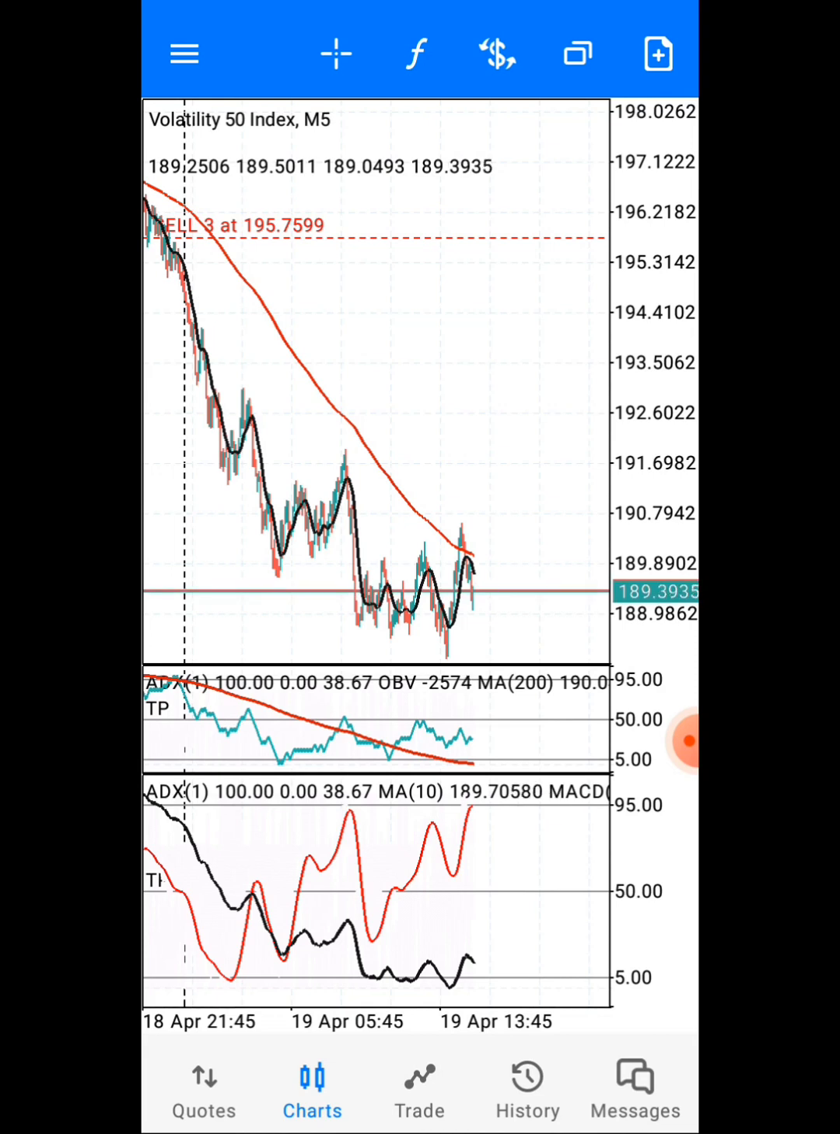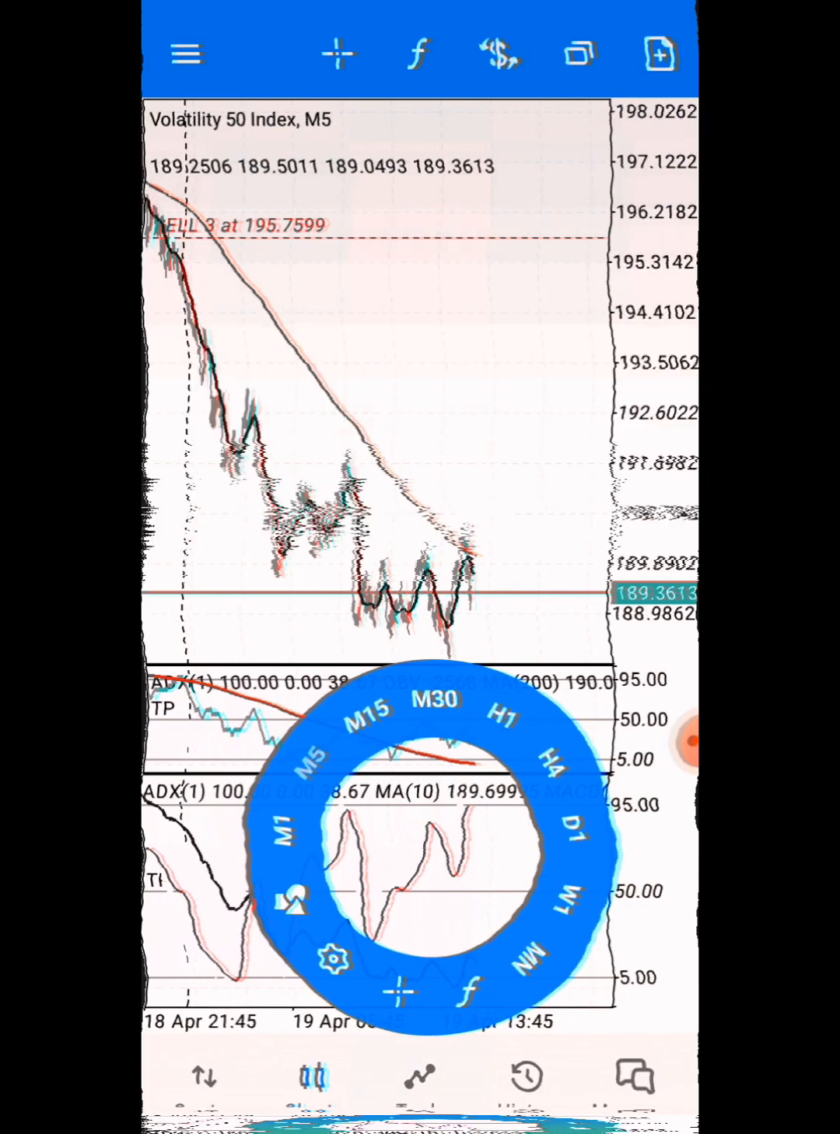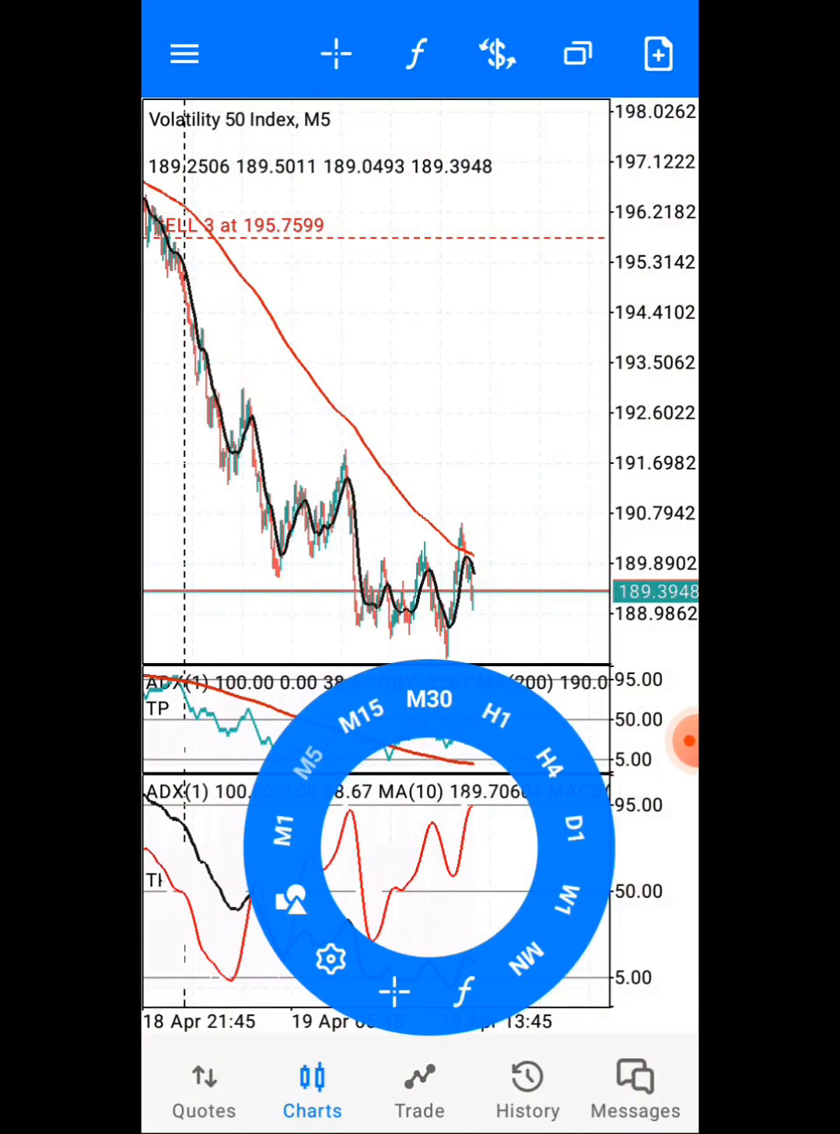Normally I do tell my students that if you are analyzing the market, any pair you are trading, first of all you must analyze from the daily time frame. You must go to your higher time frame to know and see what the market is doing, so that you can know the market movement.